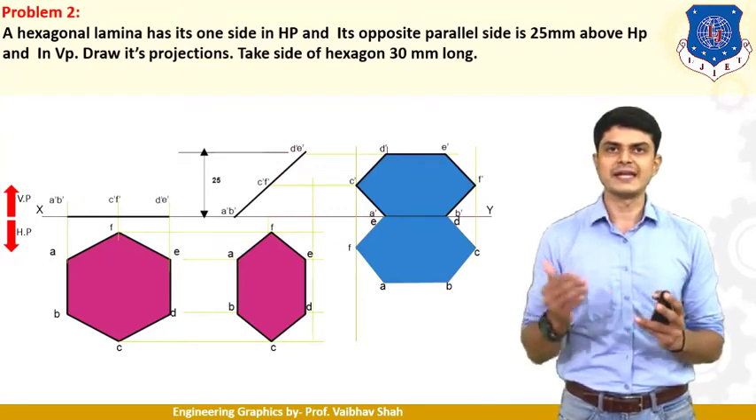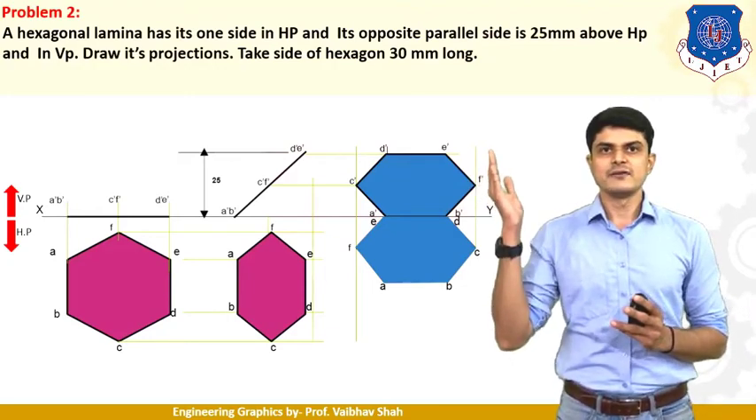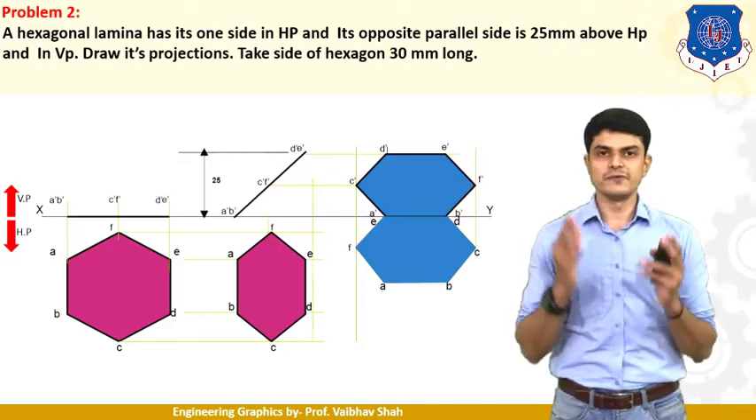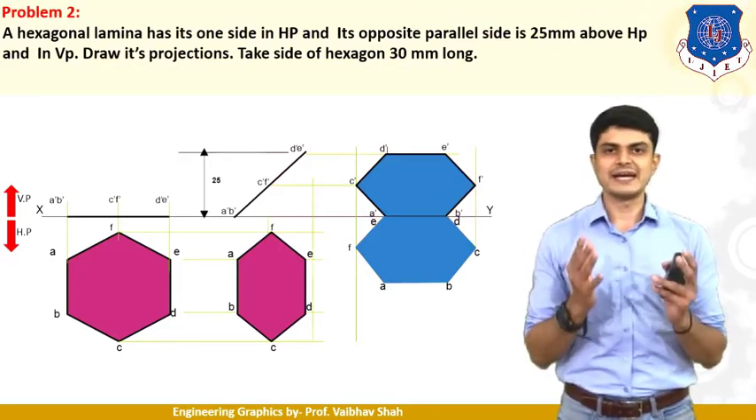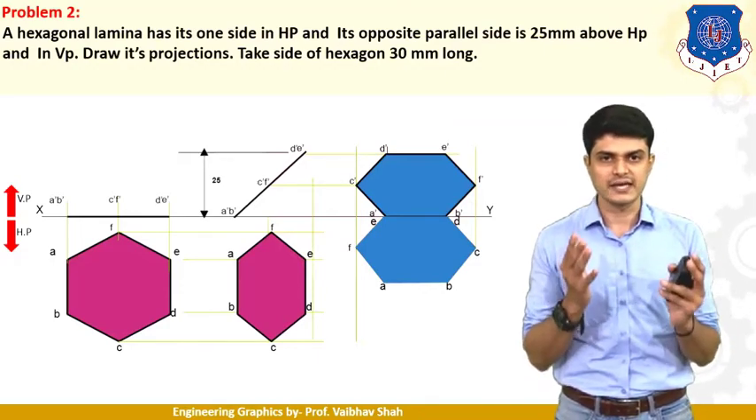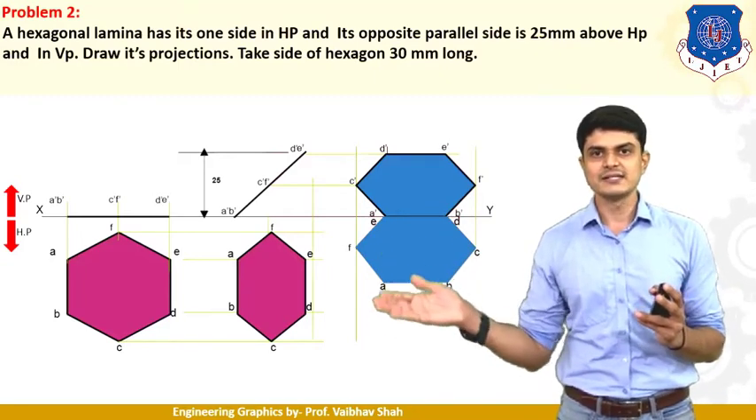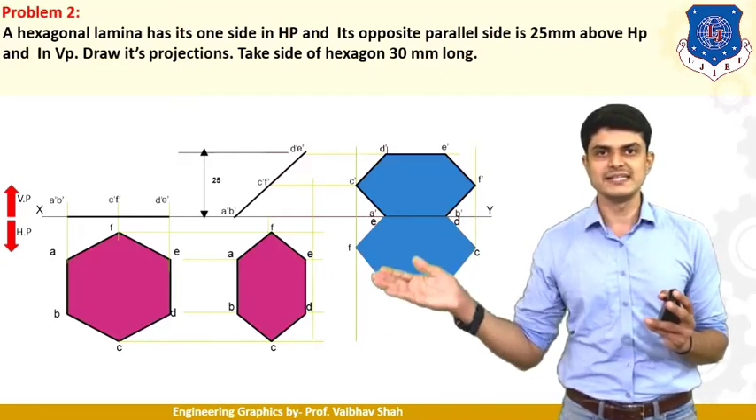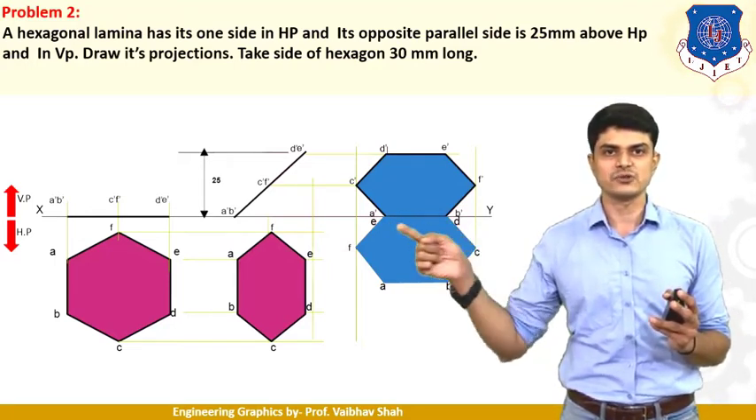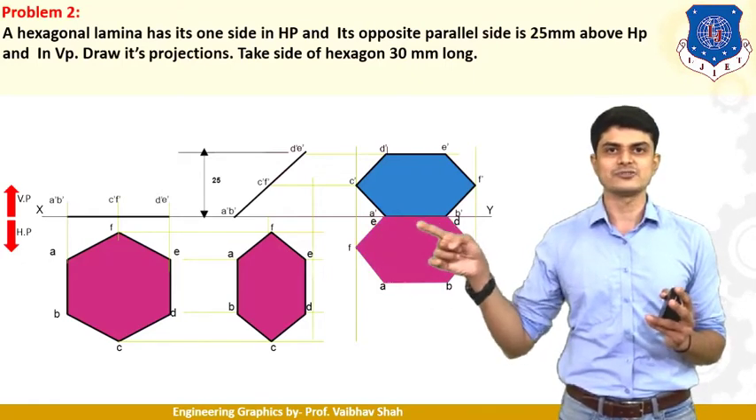Right? Now let us move to the final condition, which says that it is resting in VP. So the opposite side is 25 mm above HP, and it is also in VP. Resting on VP means your side must rest on the XY line itself. Here the hexagon is resting on side AB, so the opposite side to AB is DE. We must put this DE side on the XY line because it is resting on VP. So we must draw the hexagon in such a way that side DE rests on your XY line.